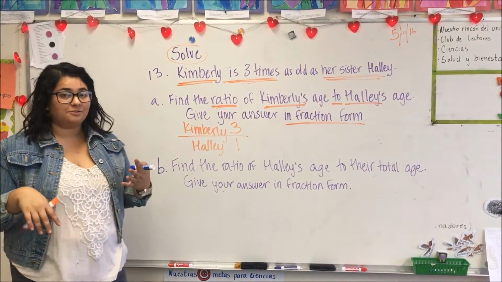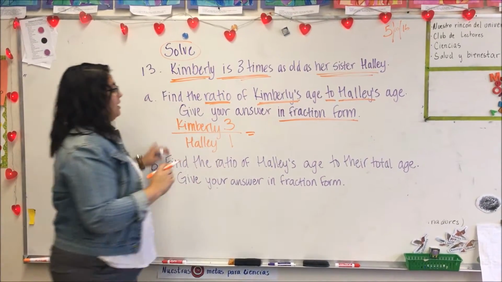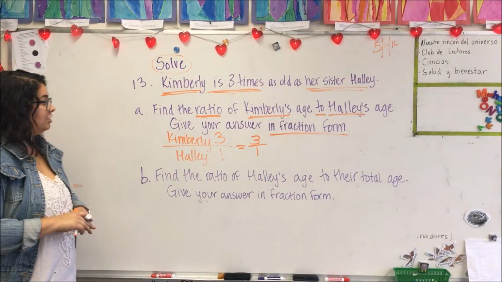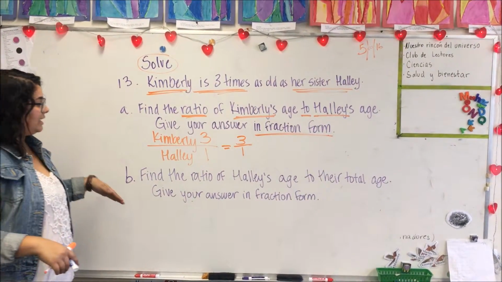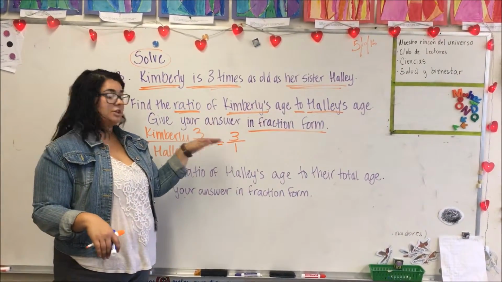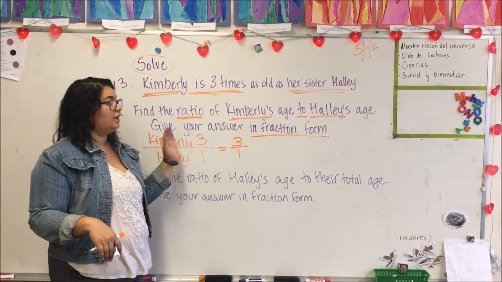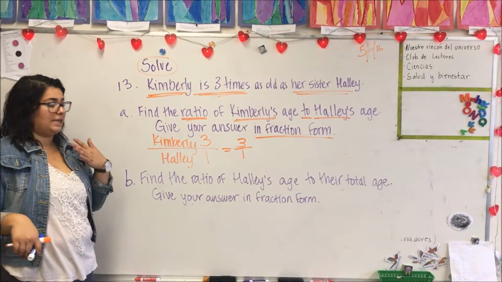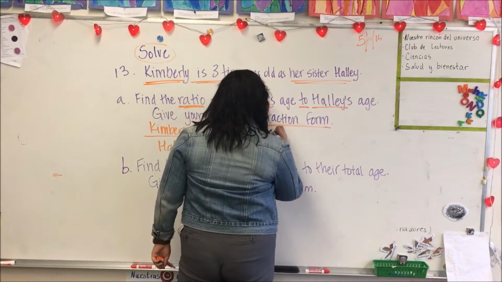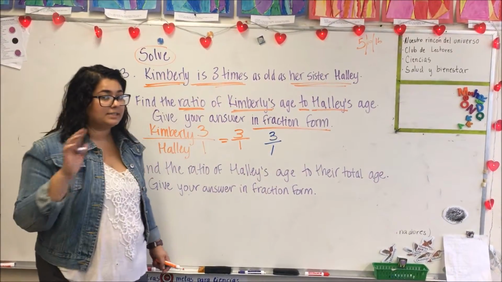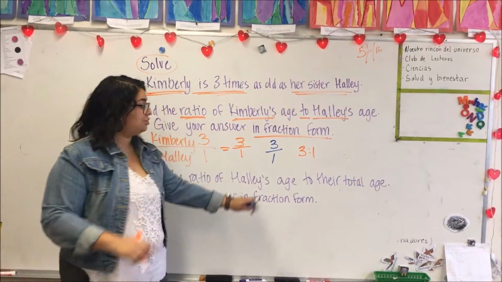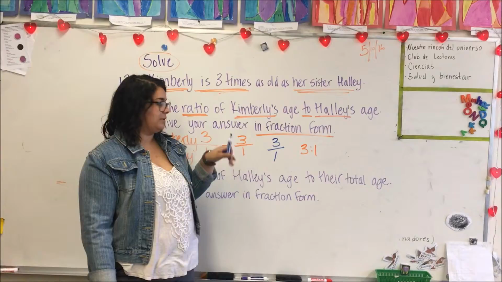So now, to put that into fraction form, I'm just going to get rid of their names. So my fraction form for the ratio of Kimberly's age to Haley's age is 3 to 1. Because it asks for Kimberly's age first, that's what's going to go on top of the fraction. That's going to be our numerator. If it asks for Haley's age to Kimberly's age, then it would be 1 to 3. So our final answer is 3 over 1. If we were to write that in standard ratio form, it would look like this. So those two are actually equal, but this is the answer we're looking for.